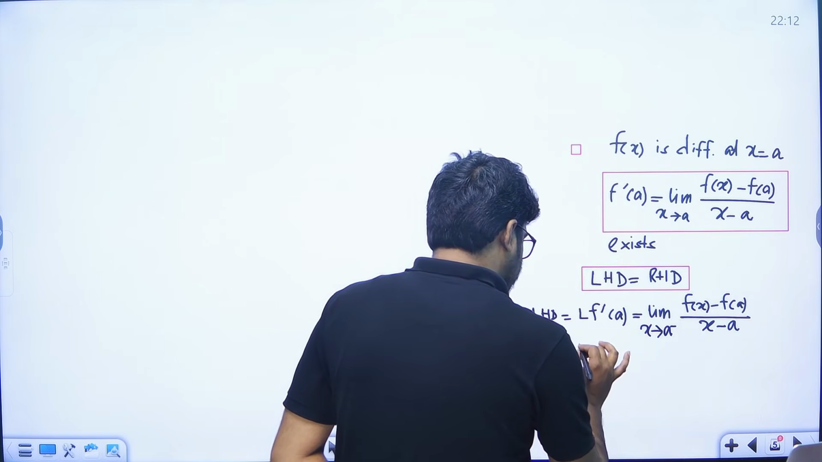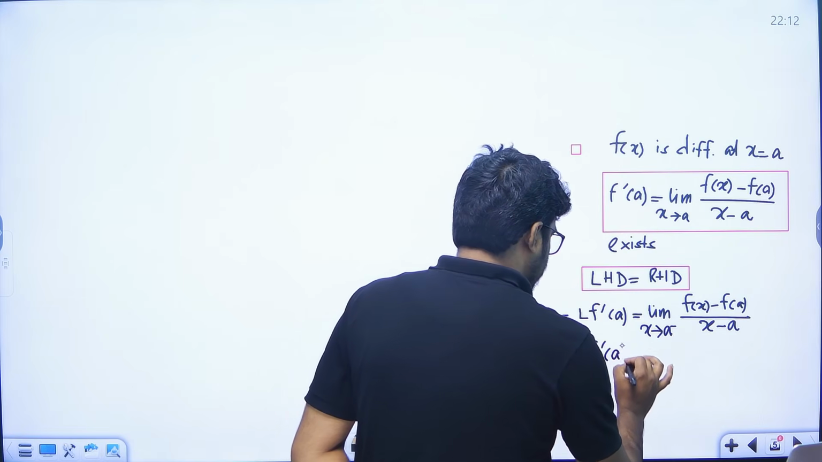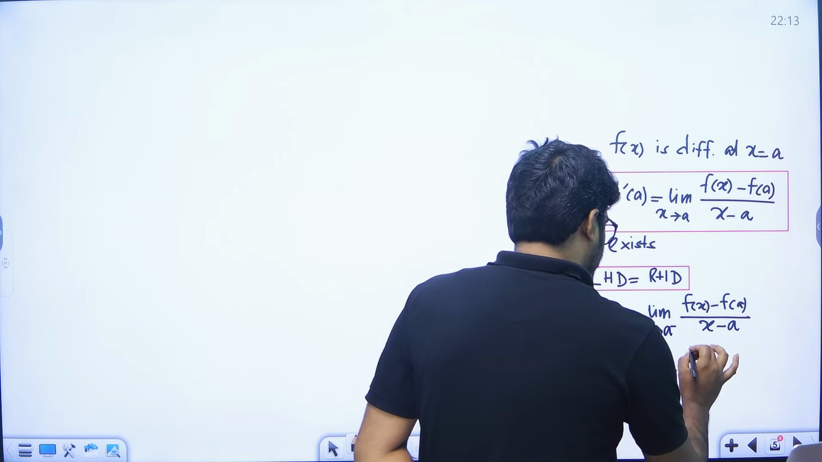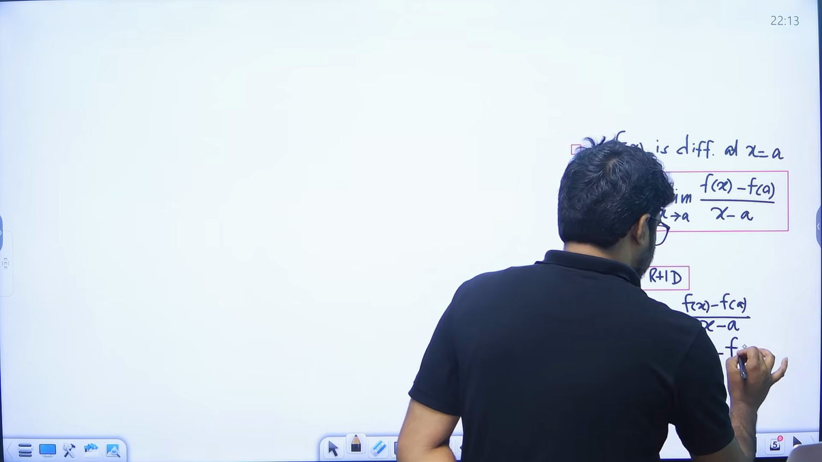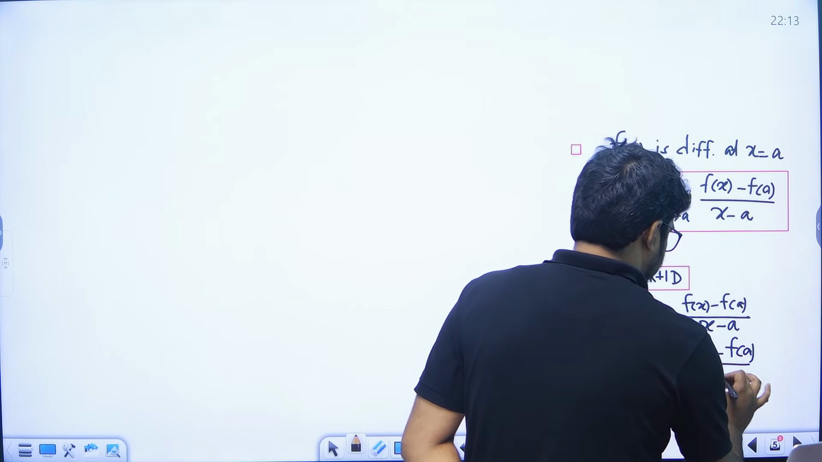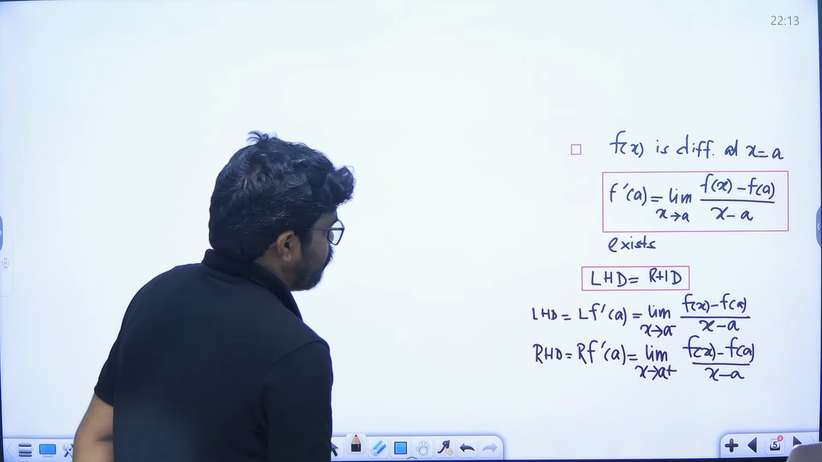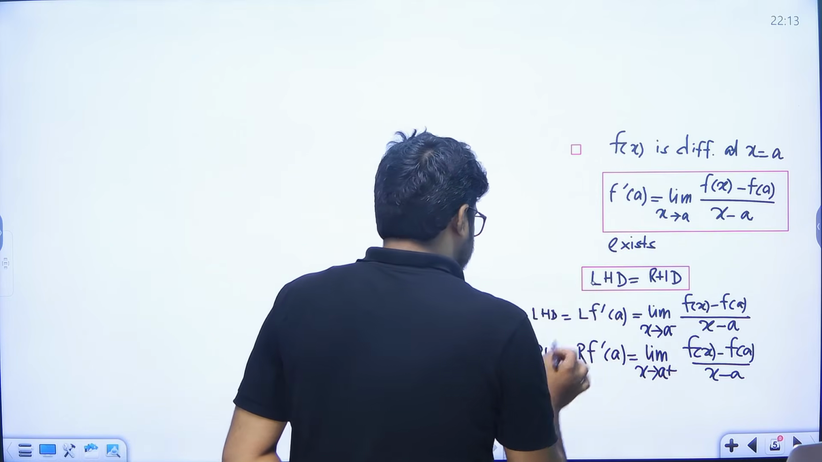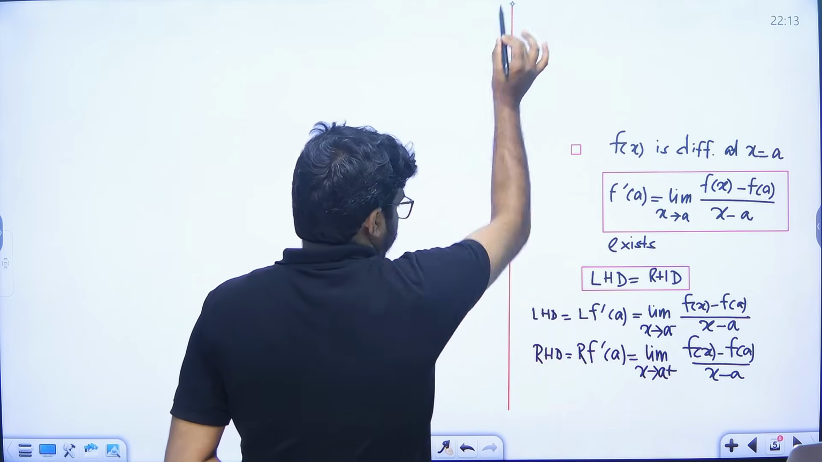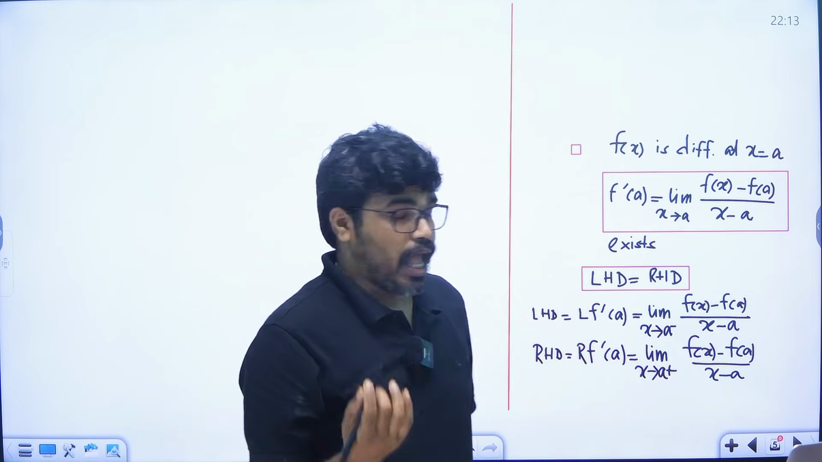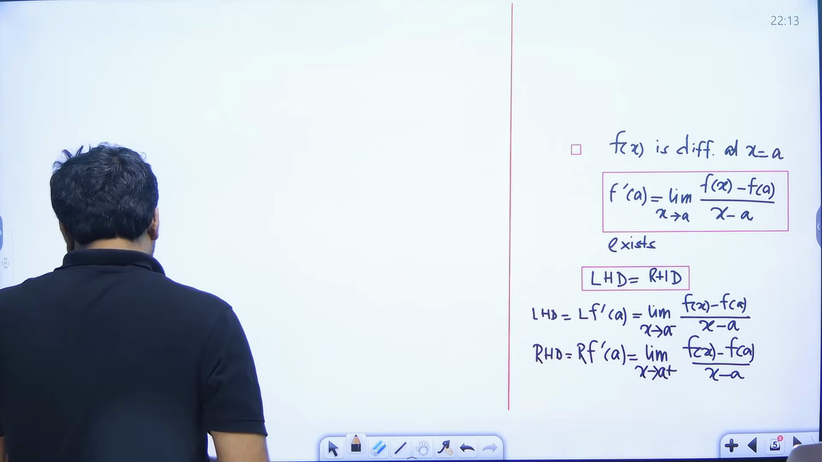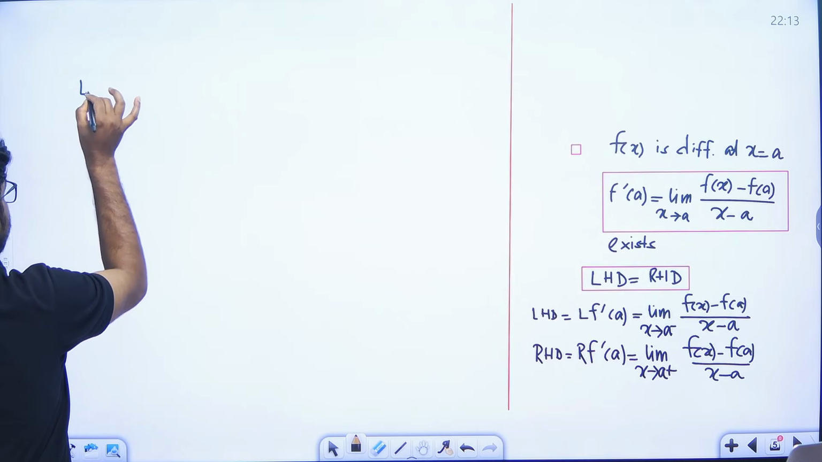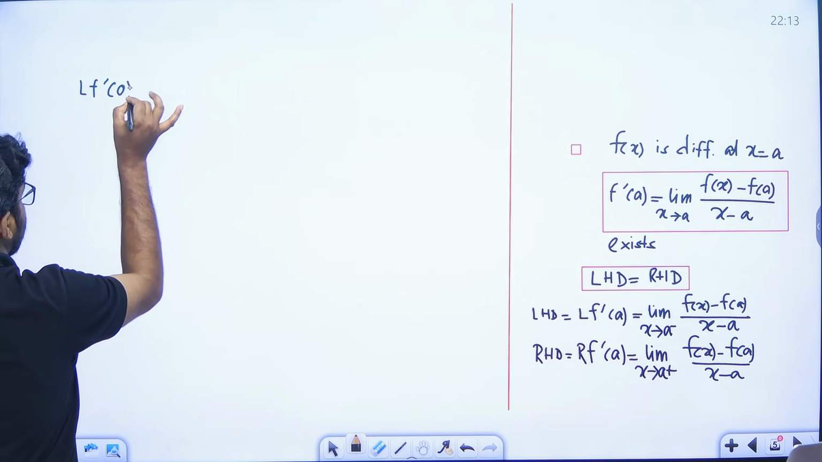Right hand derivative is denoted by Rf'(a). That is the limit as x tends to a plus of (f(x) minus f(a)) divided by (x minus a). If the left hand derivative and right hand derivative exist and they are equal, then we say that the function is differentiable or derivable at the point x is equal to a. Okay, clear? So first we calculate the left hand derivative at the point 0, that is Lf'(0).